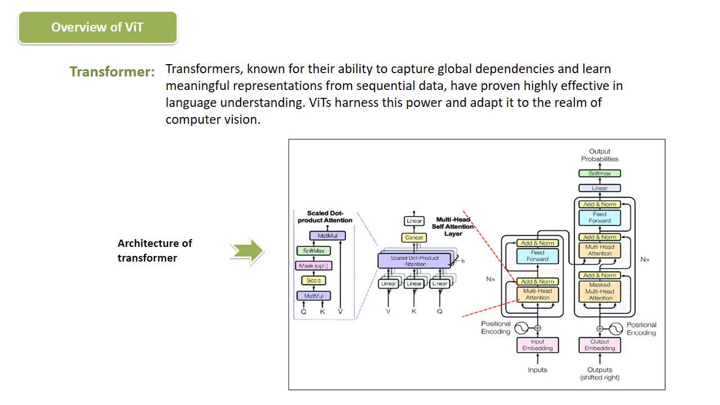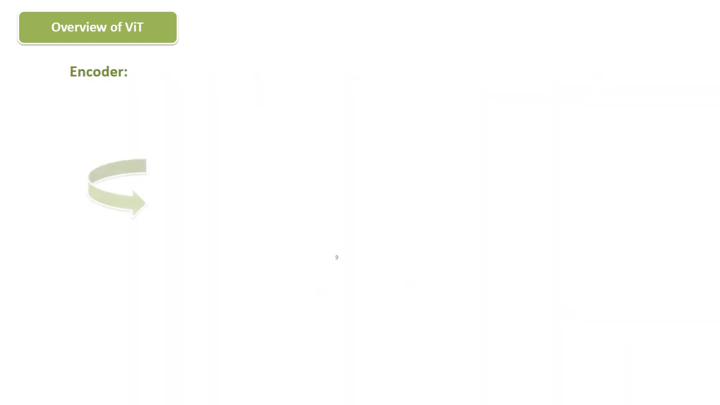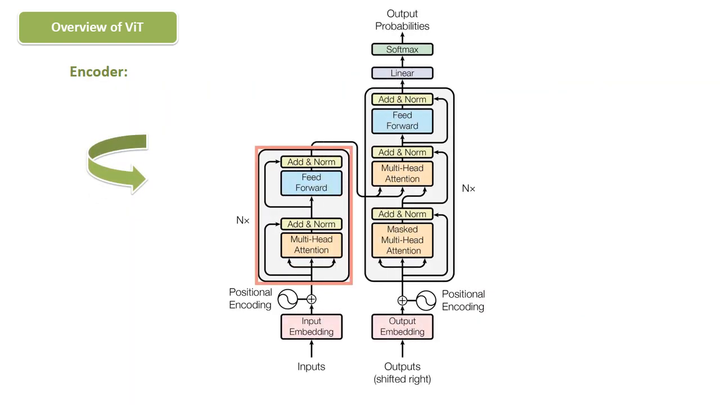As mentioned in the architecture, the transformer consists of two main parts, the encoder and the decoder. And as concerns the encoder, it is this part surrounded with the red line.